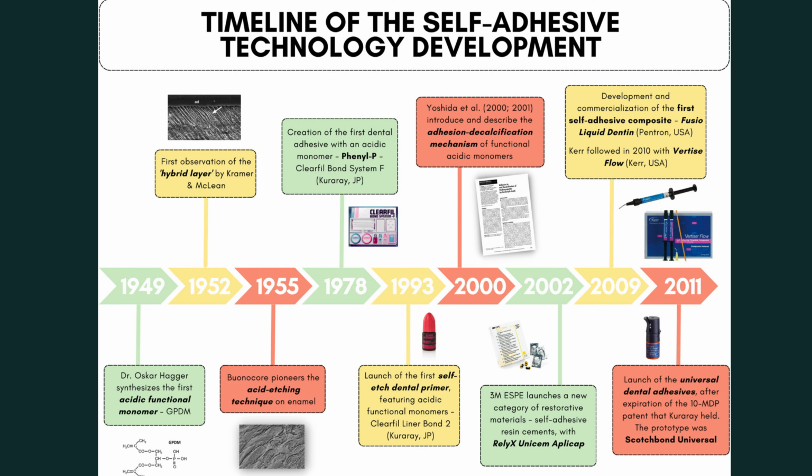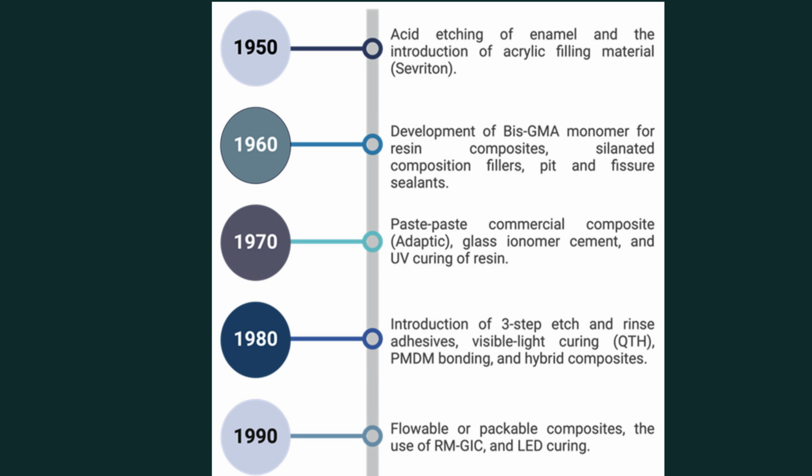Fourth generation, early 1990s. Fourth generation adhesives introduced the three-step total etch technique, consisting of phosphoric acid etching, application of a hydrophilic primer, application of a bonding resin. These systems achieved bond strengths of 20 to 25 megapascals and established the hybrid layer concept, thereby making them the long-standing gold standard. Fifth generation.